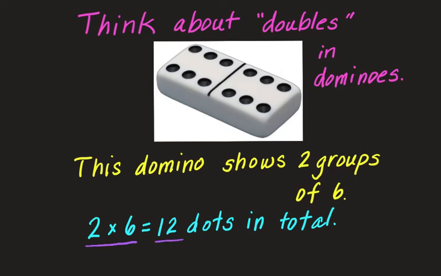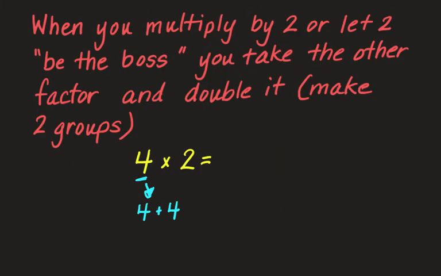So what I did is I took the other factor, 6, and I doubled it. 6 plus 6, which gave me 12. This goes right back to what you learned in kindergarten and first grade about doubles. When you double something, you add it to itself. When you multiply by 2, or let 2 be the boss, you take the other factor and double it.